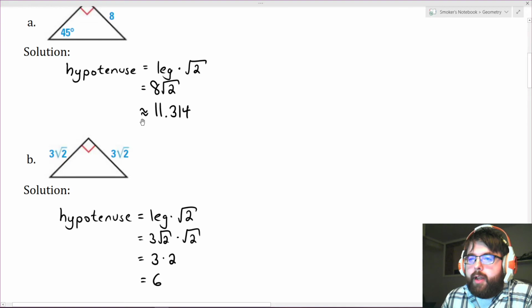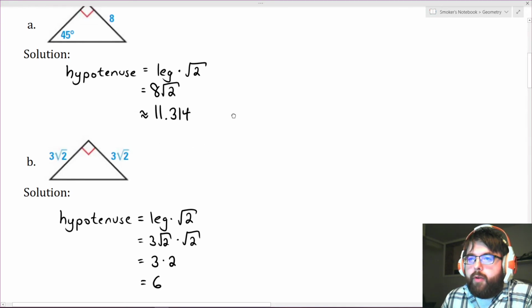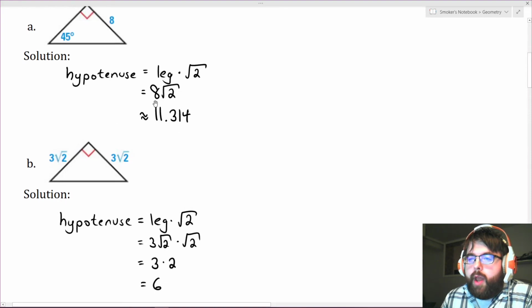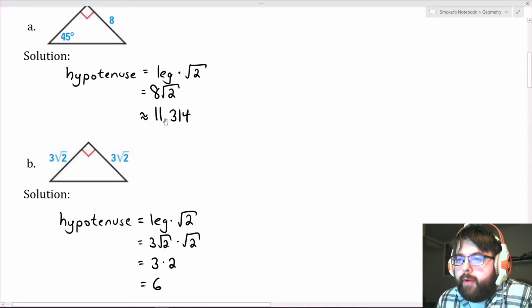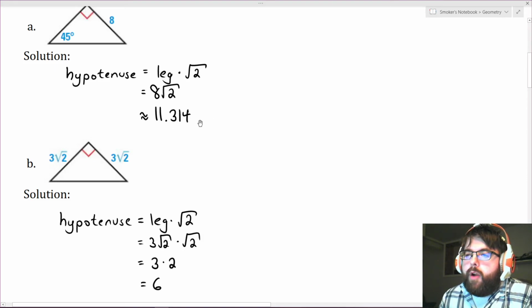Speaking of exact, I don't think I pointed this out. Going back up to part A here, which is still shown at the top of the screen, when I did round, when I got 11.314 and then I stopped writing all those decimals, I do use the approximately equal to symbol.